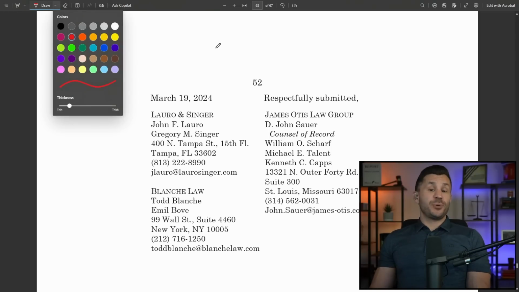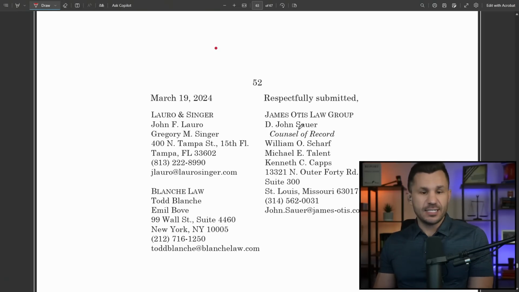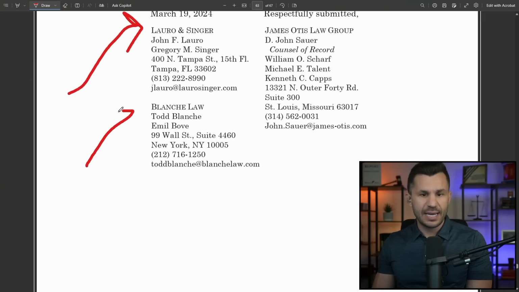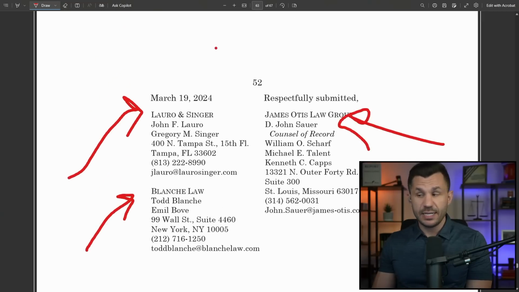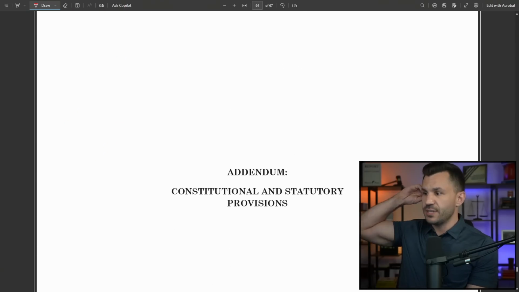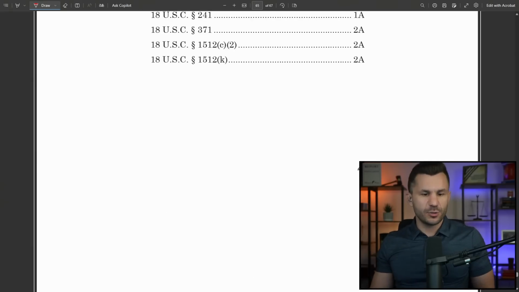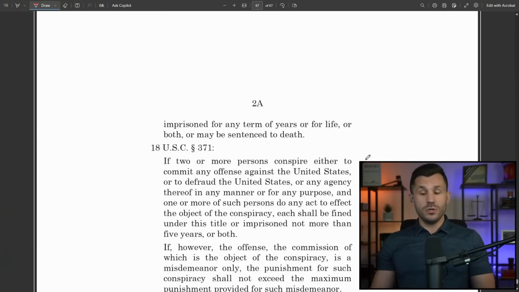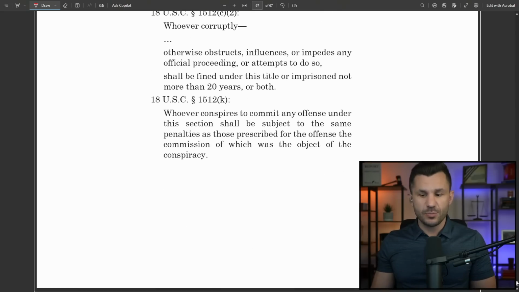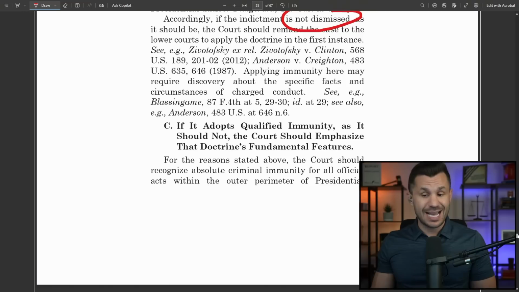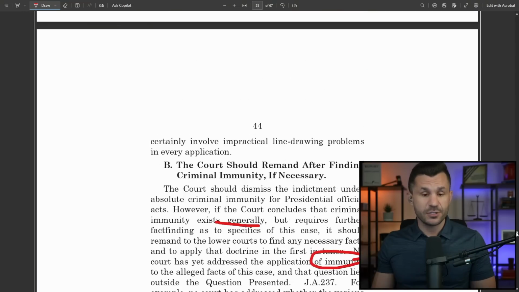Big whopper of a filing, my friends. 67 pages done by Lauro and Blanche and Otis, submitted in front of the Supreme Court of the United States. And here are all the other provisions that they were citing. And so, woof, okay, my friends. This is a big one. And I think it is absolutely right. I think that they have this law right.